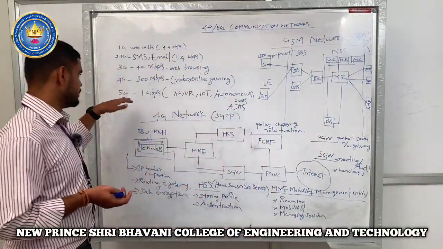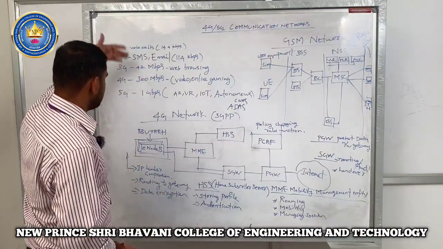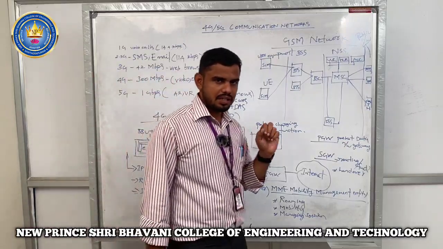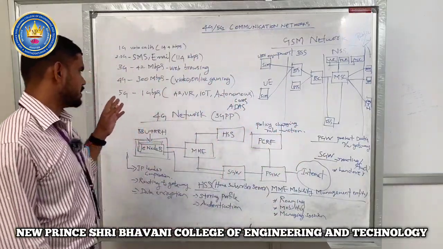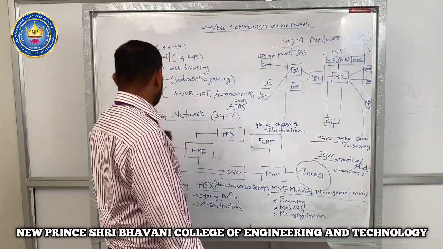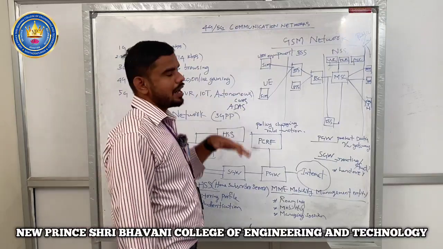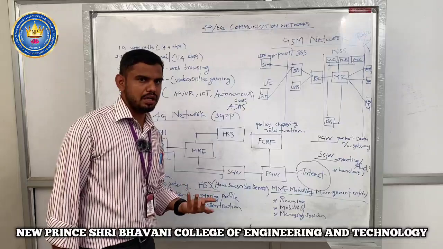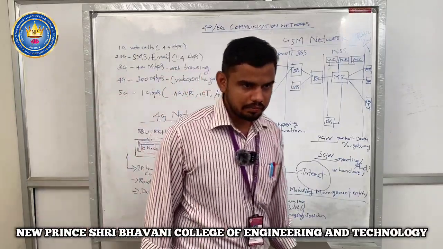Okay, next is the 5G network. Compared with the previous generation mobile networks, the speed of the 5G network is very high. The maximum speed of the 5G network is 1 Gbps, 1 gigabit per second. The 5G network is entirely dedicated for AR, VR, IoT and autonomous cars. So AR means augmented reality and VR means virtual reality. What is augmented reality and virtual reality?